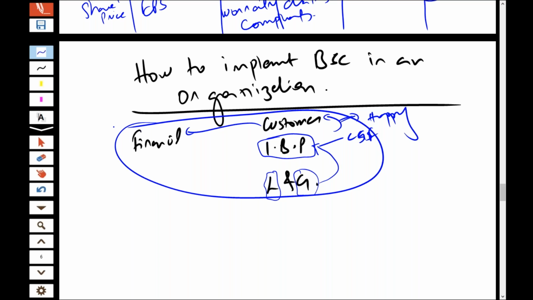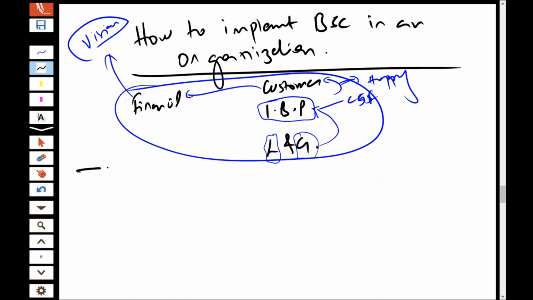And the ultimate thing that we are trying to achieve is the vision of the organization through the various CSF, through the various missions, and so on and so forth. Now, what you need to be able to understand is, how do we implement the balanced scorecard in any organization?